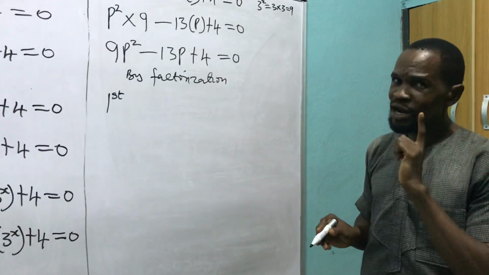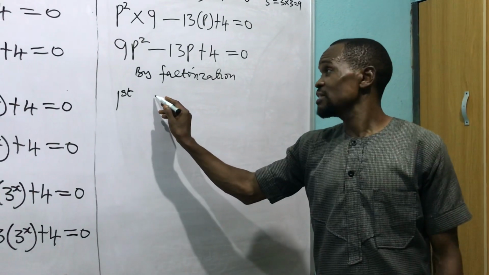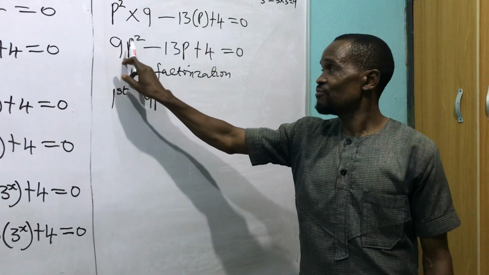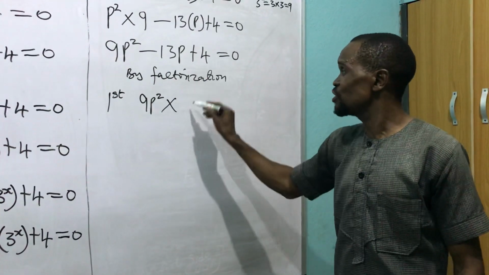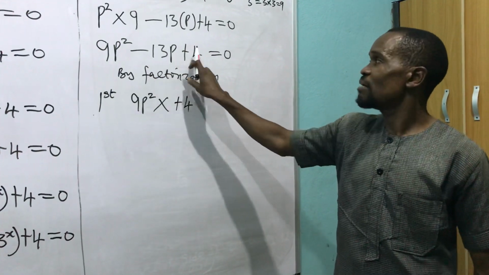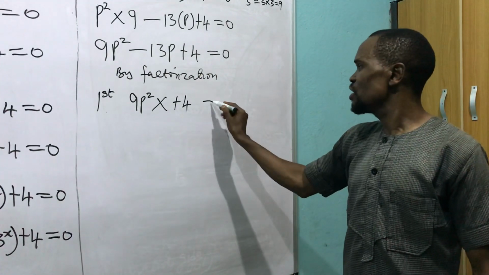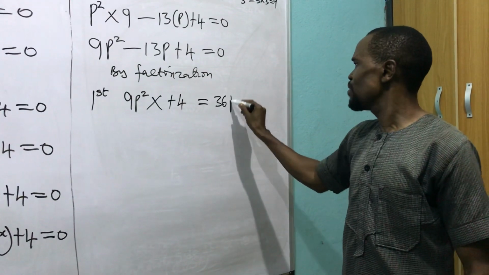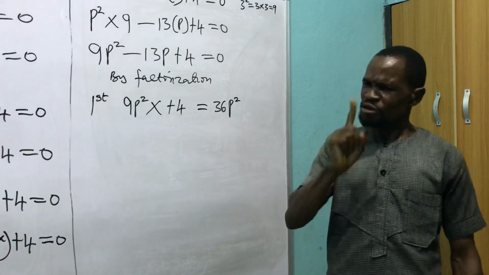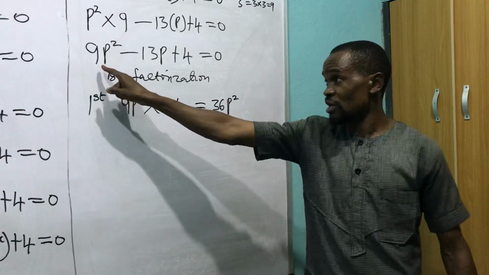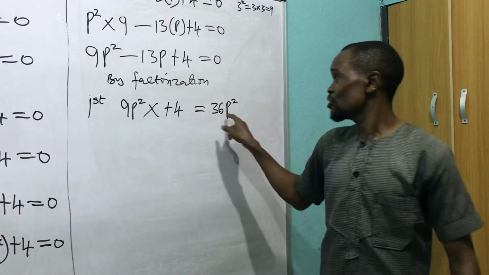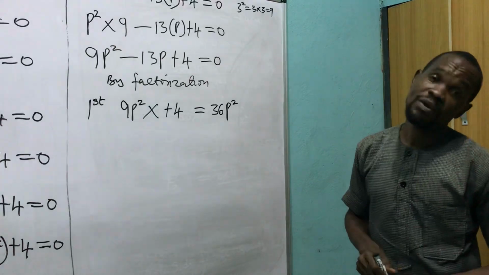Remember, look at what I'm going to do when I want to factorize. First thing I will do is take 9p squared, the first term, times the last term, plus 4. First term, the middle term, and the last term. That will give me 36p squared. First thing I will do when I want to factorize a quadratic equation is take the first term and multiply the last term. Here, I will have 36p squared.